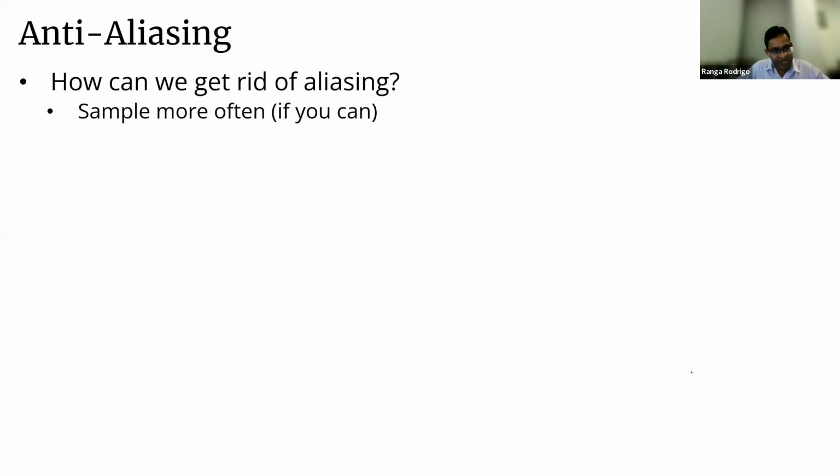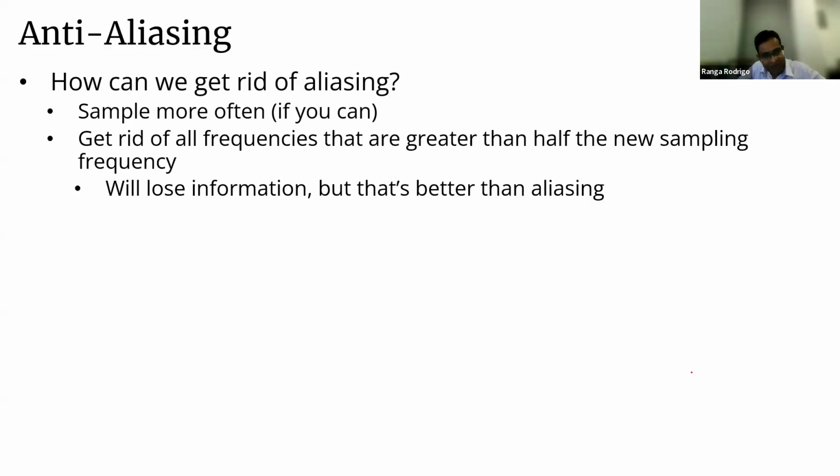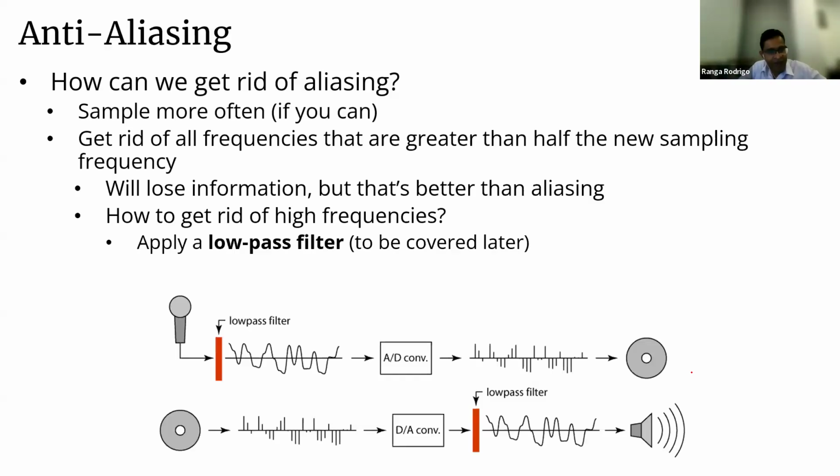So more than twice the highest frequency. Otherwise, you have to get rid of the frequencies that are greater than half the new sampling frequency. You have to have a filter and filter it out. We lose information, but that's better than aliasing. How to get rid of high frequencies? You can blur it. So you can have a low pass filter after the mic to do that.